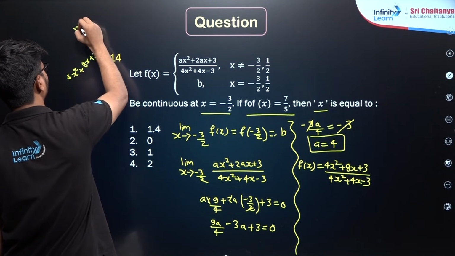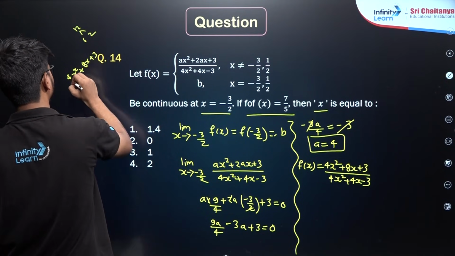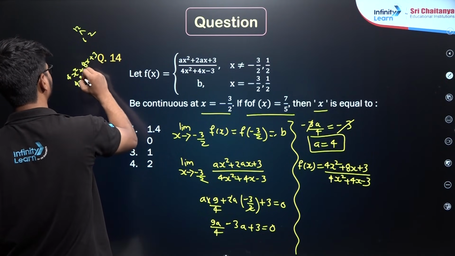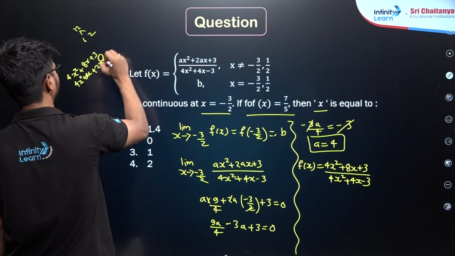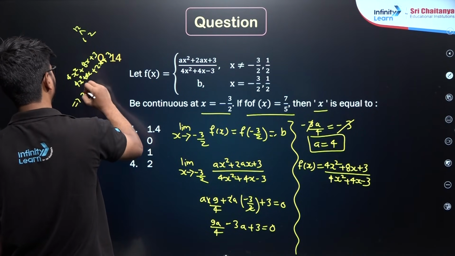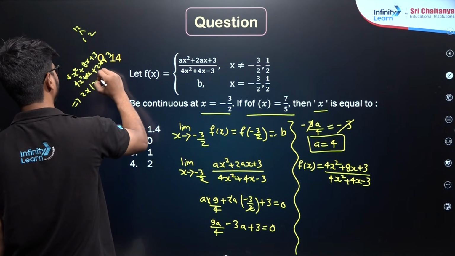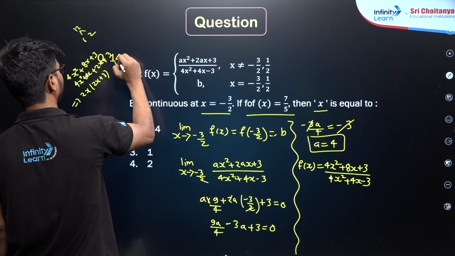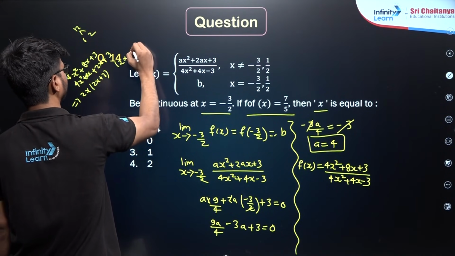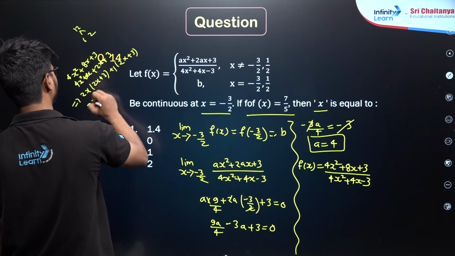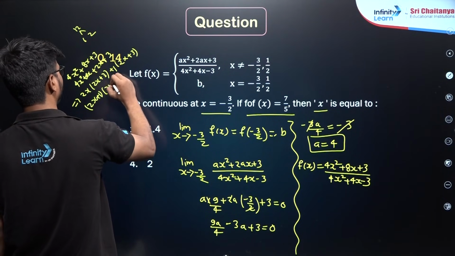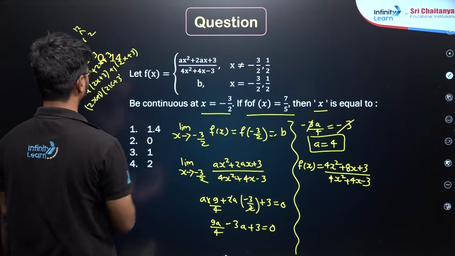So 4 3s are 12, 6 2s are 12. So it will be 4x square plus 6x plus 2x plus 3. So I can take 2x common, so it will be 2x plus 3. Here it will be 2x plus 3, and we are going to get plus 1. So the final factors will be 2x plus 1 and 2x plus 3, correct?